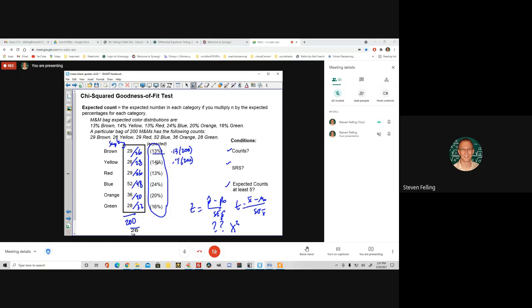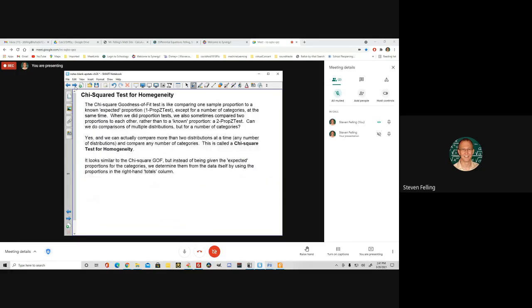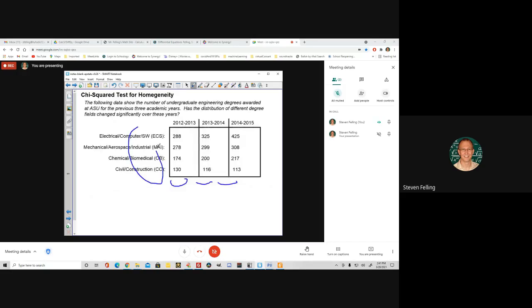But if you don't have given percentages, like a historic value to compare to, you can also compare across categories. You can compare a bunch of categories across different populations like this. Like in 3 different years, you can look at the distribution in different kinds of engineering degrees, electrical, mechanical, chemical, civil, something like that. And so in that case, the percentages that are expected come from the data itself. It's like a 2 proportion test, except you're comparing multiple proportions across multiple populations. And it doesn't have to be just restricted to 2. You can have 3 or more.